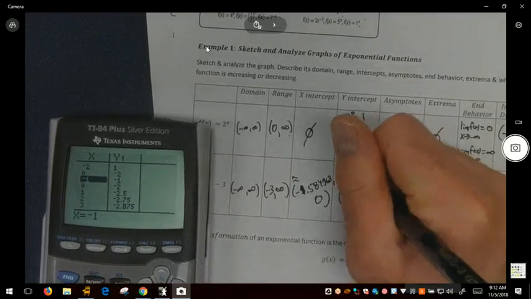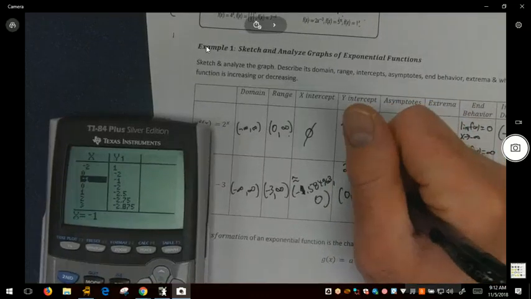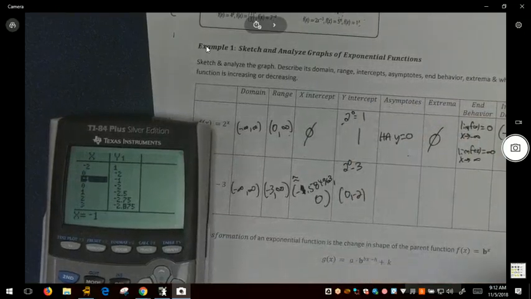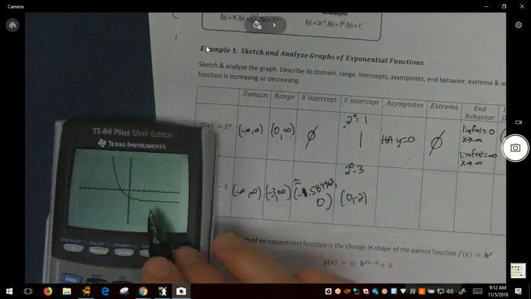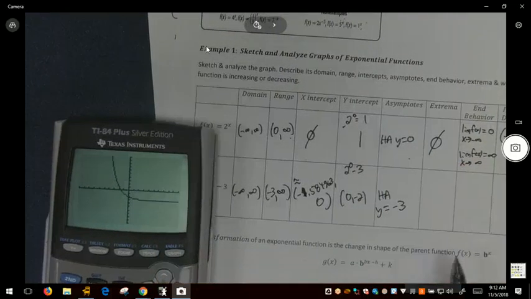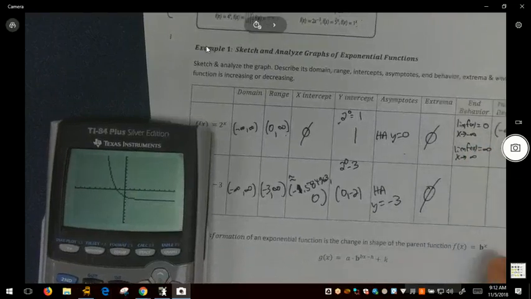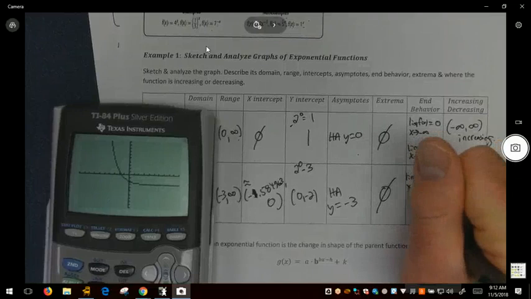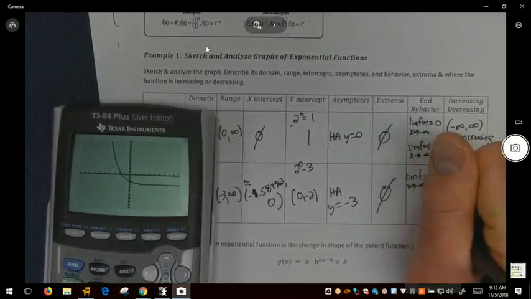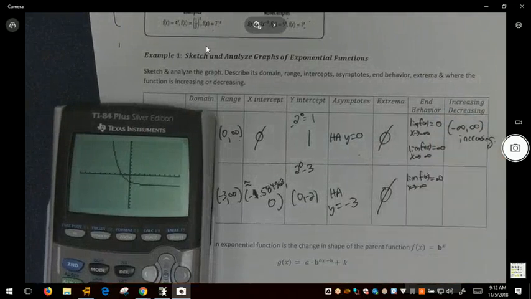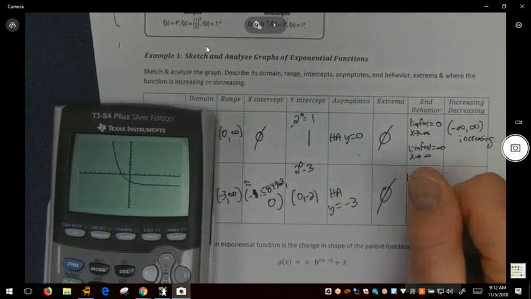So again, 2 to the 0 is 1, minus 3 is negative 2, so that makes sense. For our asymptotes, this time there's a horizontal asymptote at y equals negative 3. There are no maximums or minimums, so no extrema. The end behavior, as we go to the left, it rises infinitely. There's no limit on the end behavior going to the left.